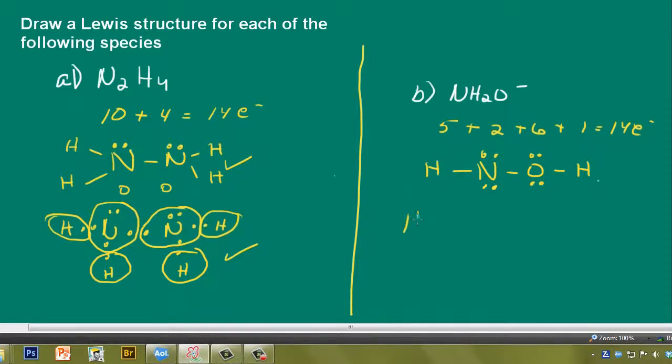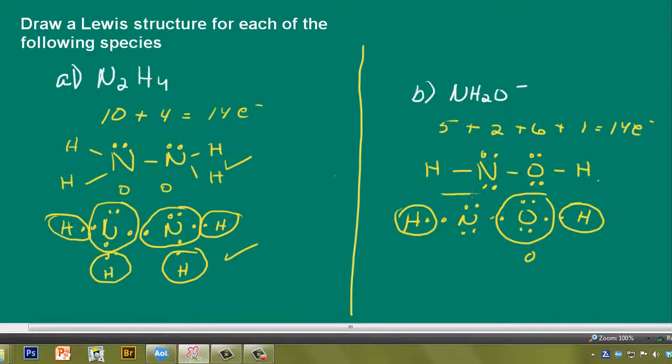So I'll just go ahead and put these electrons in. And here we go. And hydrogens look good. I have a formal charge of 0. The oxygen, that has a formal charge of 0. It has the 6 electrons. And the nitrogen, look at this. The nitrogen has 6 electrons.